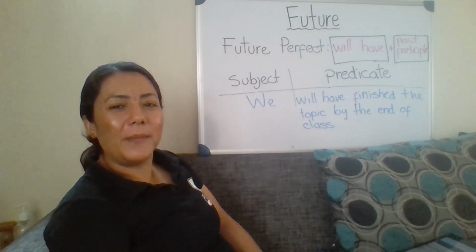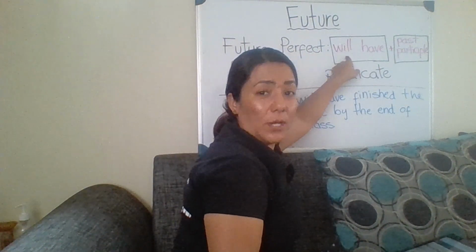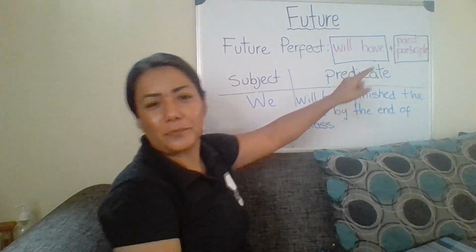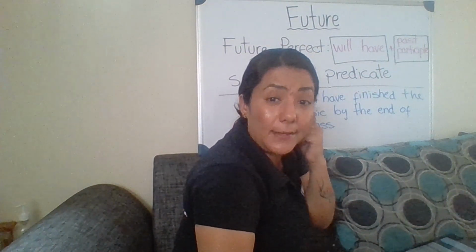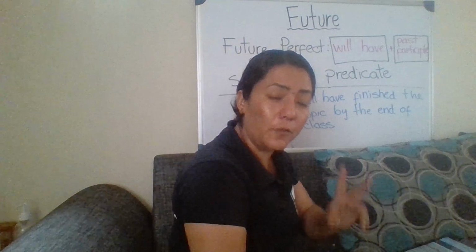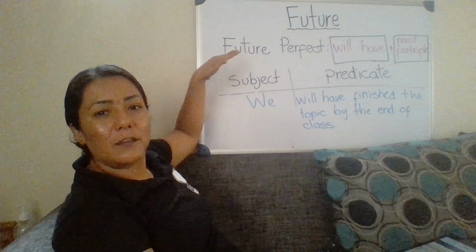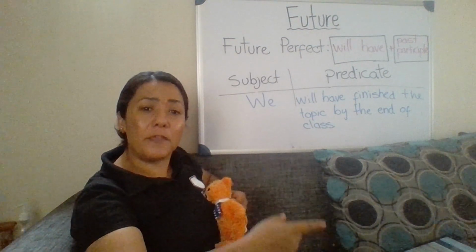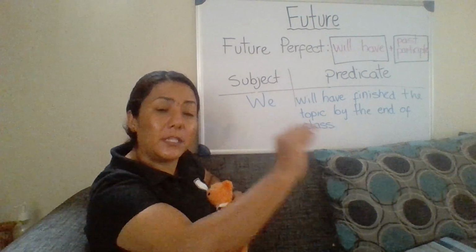The next future form is future perfect. The rule says for future perfect we have will have plus past participle, verb in past participle. Now, for this form of the verbs, the only way is to memorize a list. So I'm thinking about giving you a list of verbs for you to memorize. Okay, now we use this future perfect form to say that something will have been completed by a specific time.